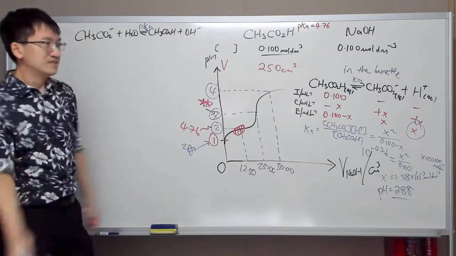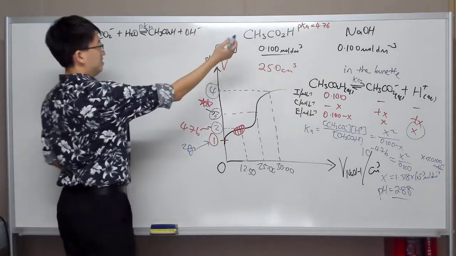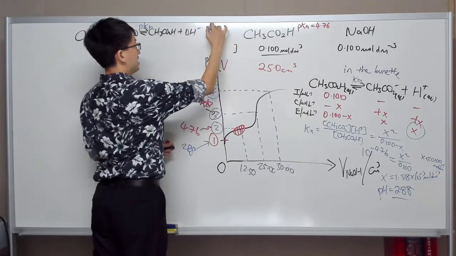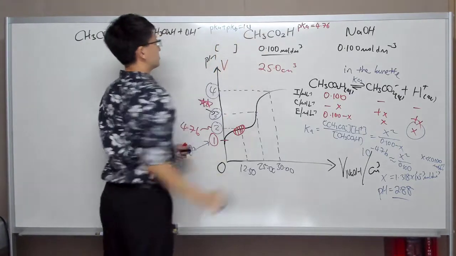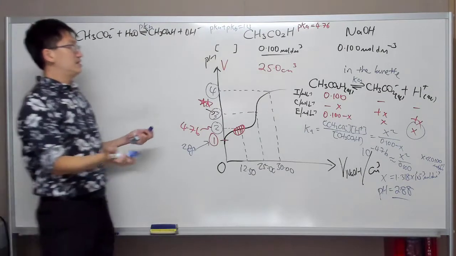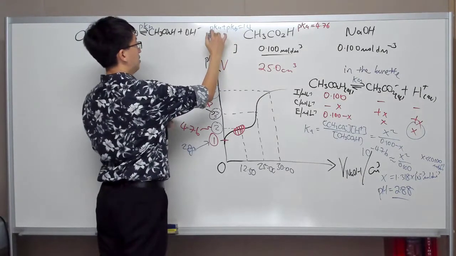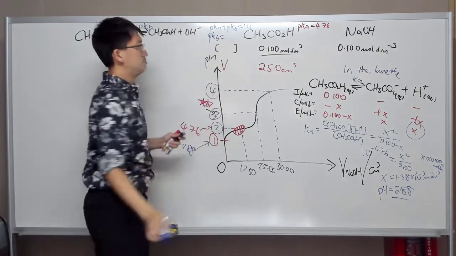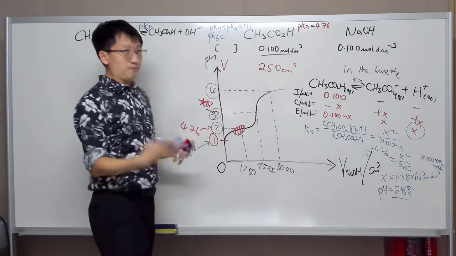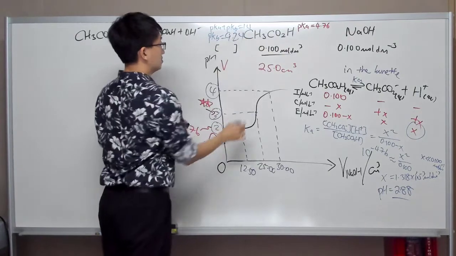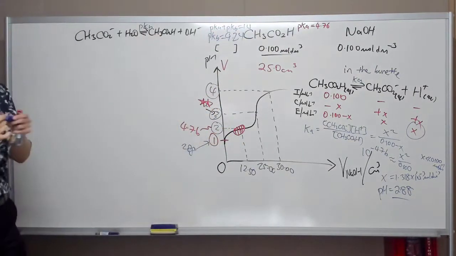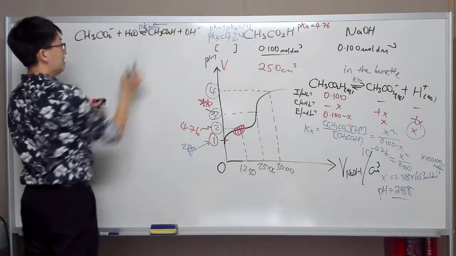So in that case, we know that pKa plus pKb is equal to 14. Right, we know that. So in that case, we can easily find out what pKb is, which is simply 14 minus 4.76. So that will give us 9.24. Right, 9.24. So in this case, we know this indirectly.